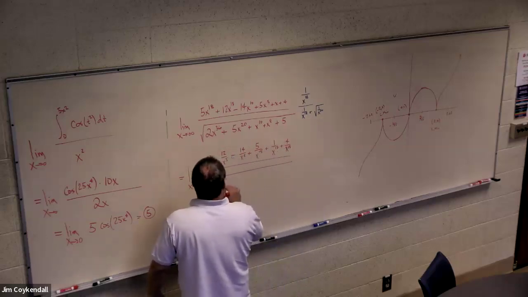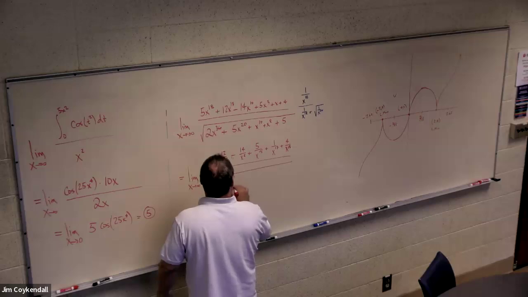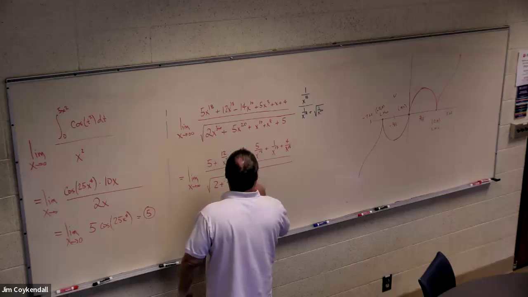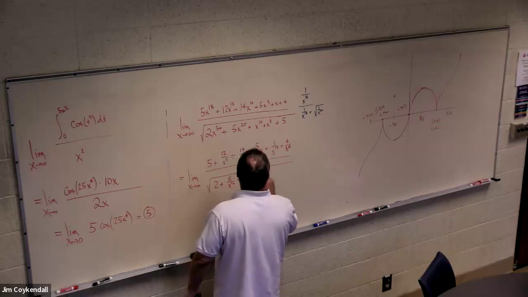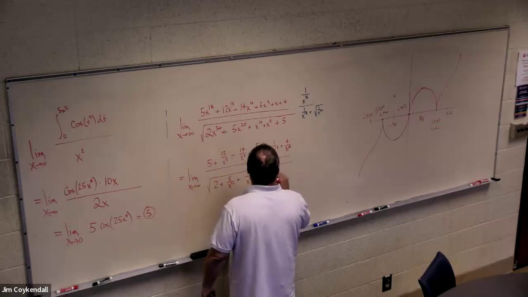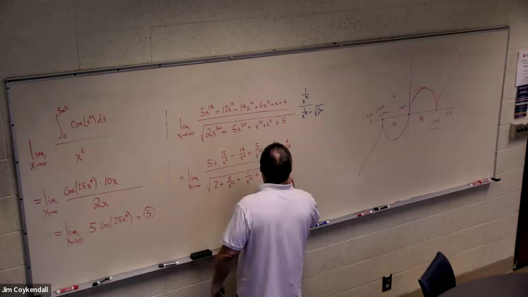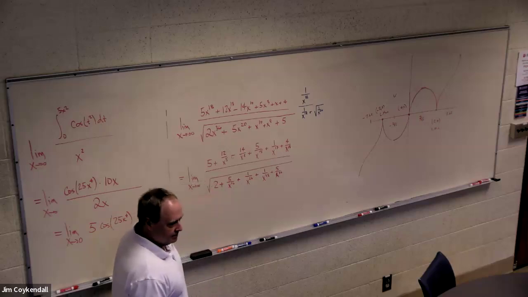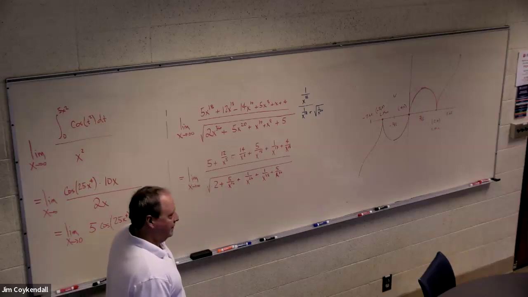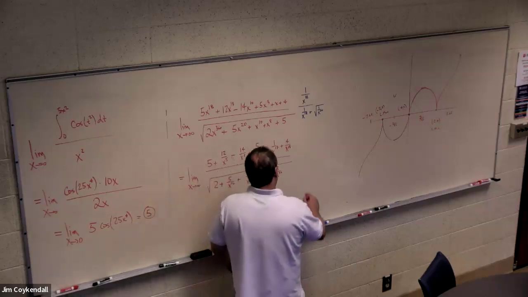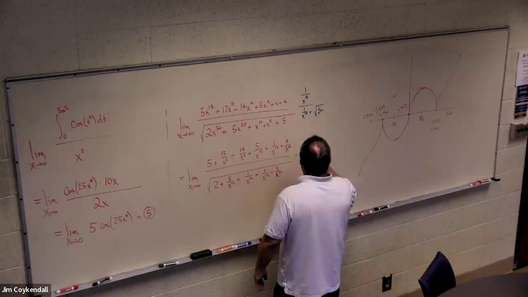This is going to be 2 plus 5 over x to the 16 plus 1 over x to the 26 plus 1 over x to the 28 5 x 36. Right. And as x goes to infinity, all the stuff goes to 0 except for this. Okay.